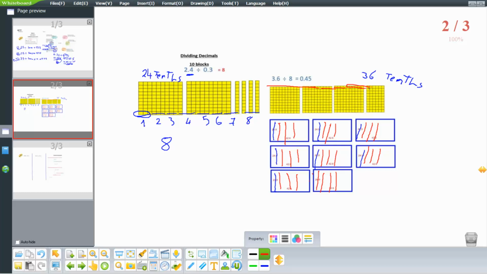Okay, take 8. Okay, we can't distribute this equally among 8 houses. So we are going to put it in small units, meaning we are going to take it as tenths. Okay. So how many houses do we have? 1, 2, 3, 4, 5. Okay. This is 5 tenths. Let's distribute it.